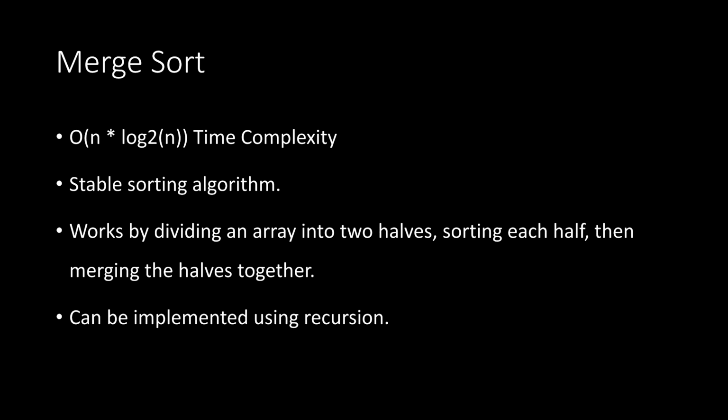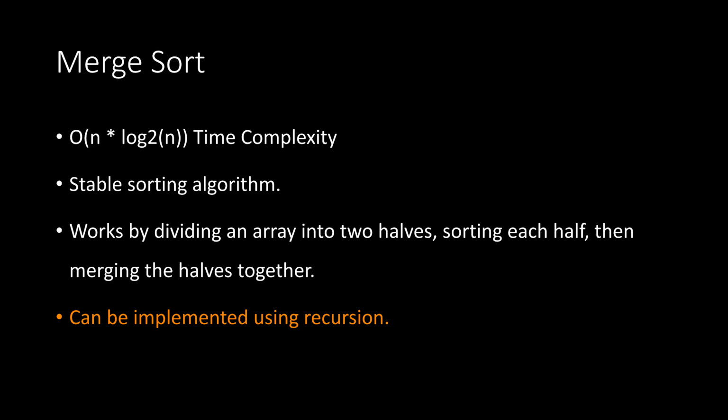So now we move on to merge sort. Merge sort is the first efficient algorithm we're looking at that runs in big O of n times log base 2 of n time. This is a stable sorting algorithm, and it works by dividing an array into two halves, sorting each half, and then merging those halves together. This is a recursive sorting algorithm, which means we can implement it using recursion.